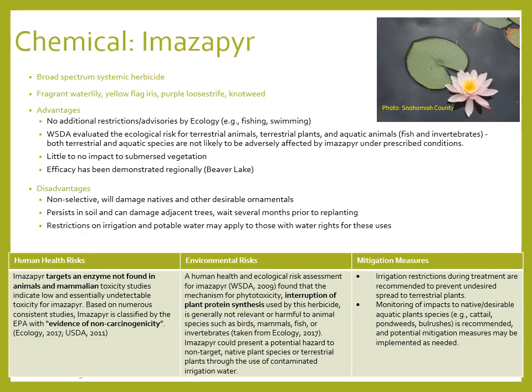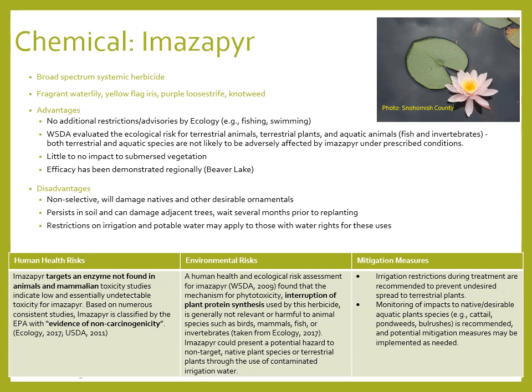The second aquatic herbicide considered for use is imazapyr. This is a broad spectrum systemic herbicide, meaning it similarly translocates throughout the plant like Procellacor, but is not as selective to one particular plant species. Of the target plants at Lake Roesiger, it's labeled for control of fragrant water lily, yellow flag iris, purple loosestrife, and knotweed.